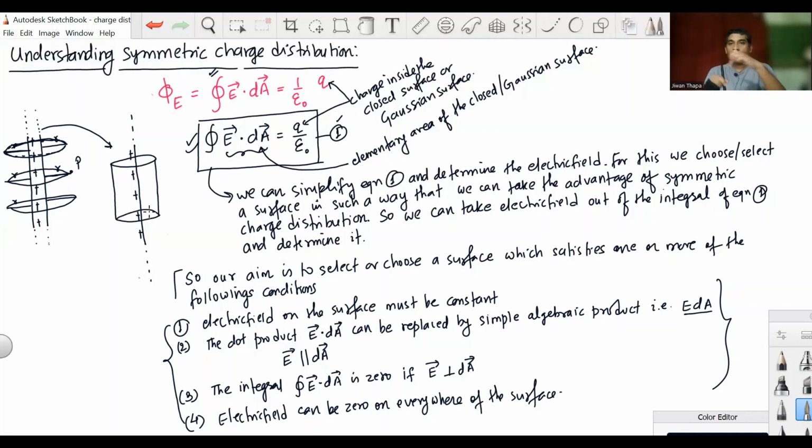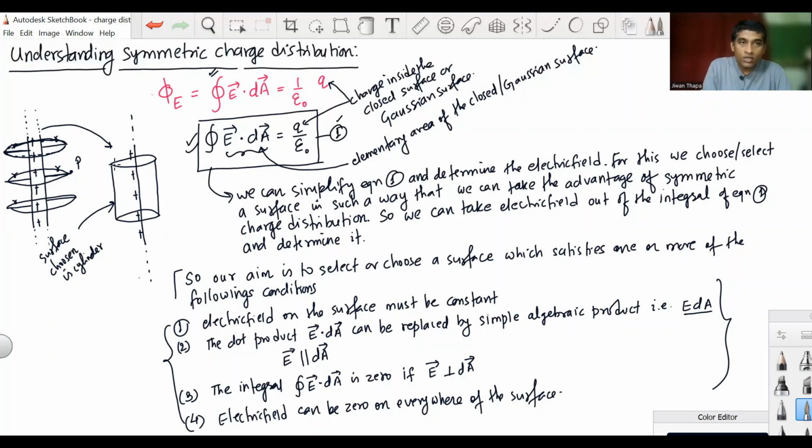We get a cylinder. If you join all the circles, then you get an open cylinder. So by symmetric condition, the surface chosen is cylinder. The surface chosen is cylinder, and if we want to apply Gauss law, we must have closed surface.